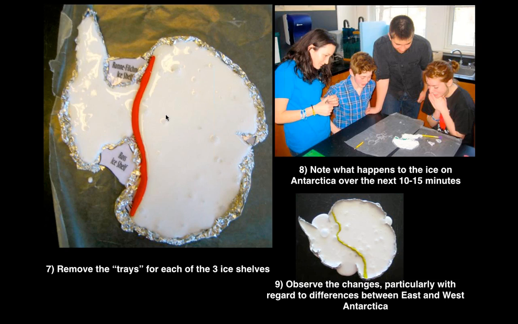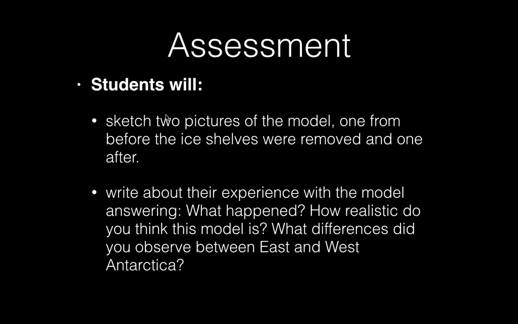So at this point, I had the kids start sketching the model, which is one piece of the assessment that I used at the end of the activity. This kept them looking at the model, and it also kept them focused, which is good, especially with middle school age kids. After about 10 minutes, it's pretty clear that if the ice shelves collapsed, the ice sheets would ooze or melt or leak into the Southern Ocean. And it's also pretty obvious that this would happen more in West Antarctica than in East Antarctica.